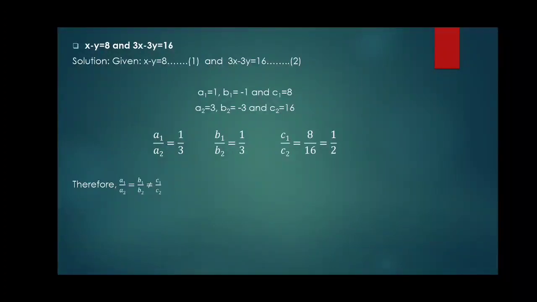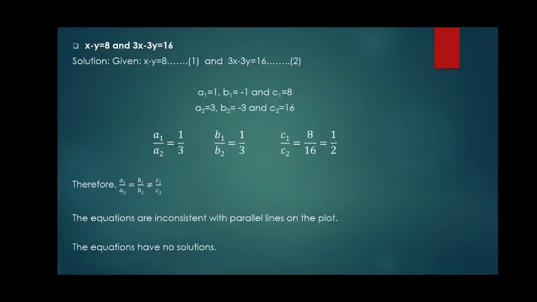This is the third condition, which says that the pair of linear equations are inconsistent because their graphs are parallel lines. They never meet each other. So that's what it said. The equations are inconsistent with parallel lines on the plot and they have no solutions.